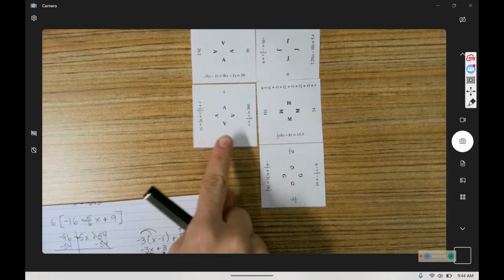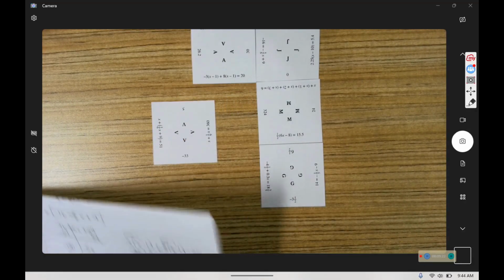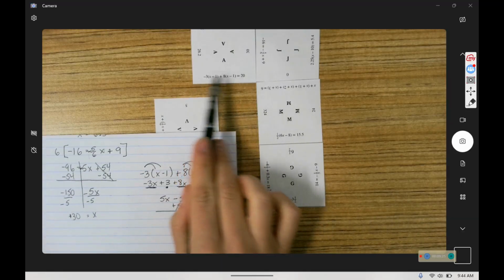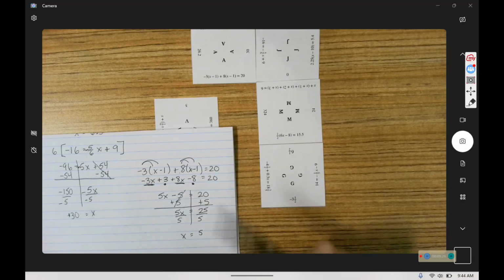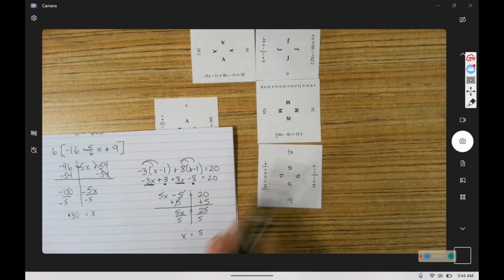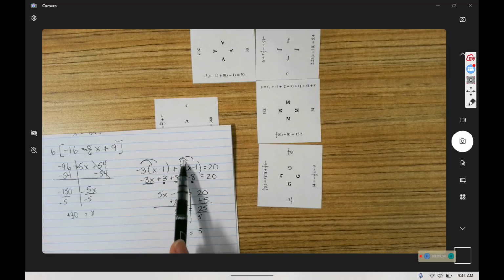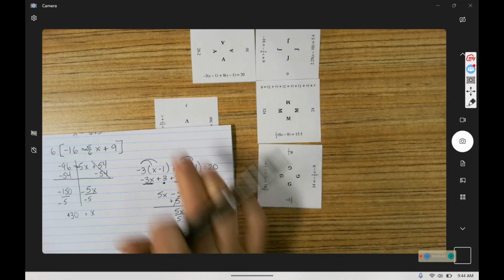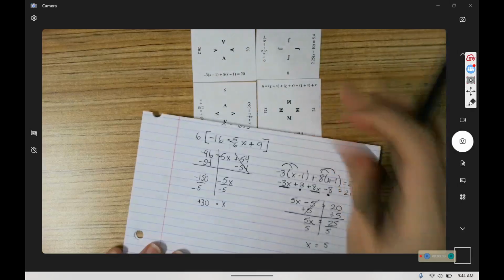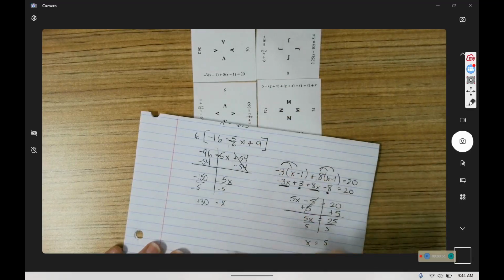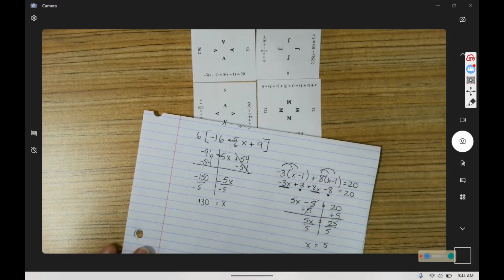Somewhere along those lines my video got paused, so just to recap on it in case it got skipped. This equation came out to 5. We distributed the negative 3 and then the 8. We combined our like terms. We added the 5 to both sides. We divided both sides by 5 and we got x equals 5. Back on this problem here, I had a negative 5 instead of a positive 5, so it came out to positive 30.